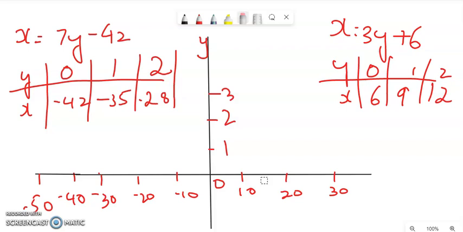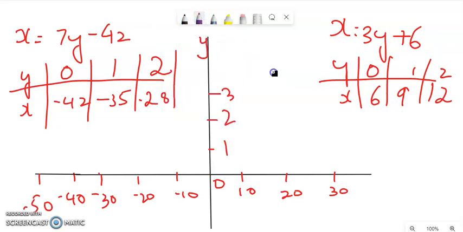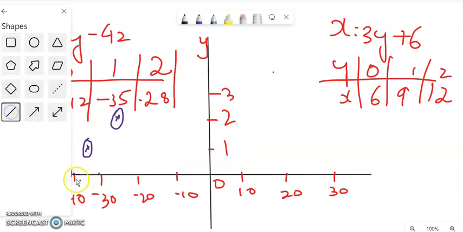So now, first let us plot the first one. Let us use a different color. So y is equal to 0 when x is 42. So somewhere here 42 and y is 0. Then 35 means somewhere here in between 40 and 30 and y is 1. And minus 28 here and y is 2. This is giving me the line for the first equation.